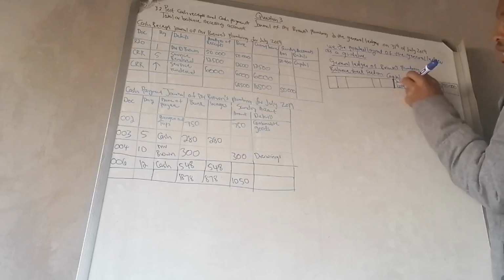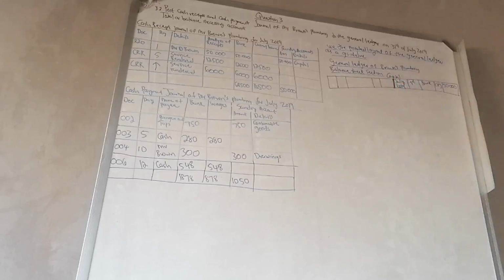July 2019. It was on the 1st. Separate the month and the day. On the 1st of July 2019, this was deposited into a bank account. It was recorded on a CRJ. The amount was 50,000.